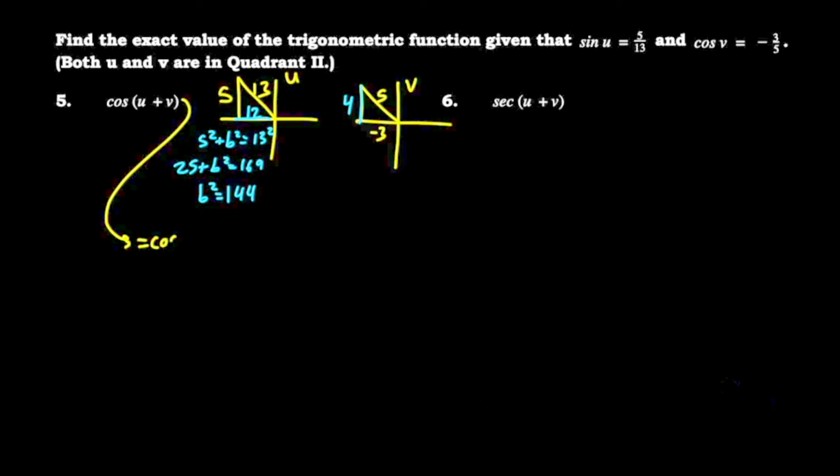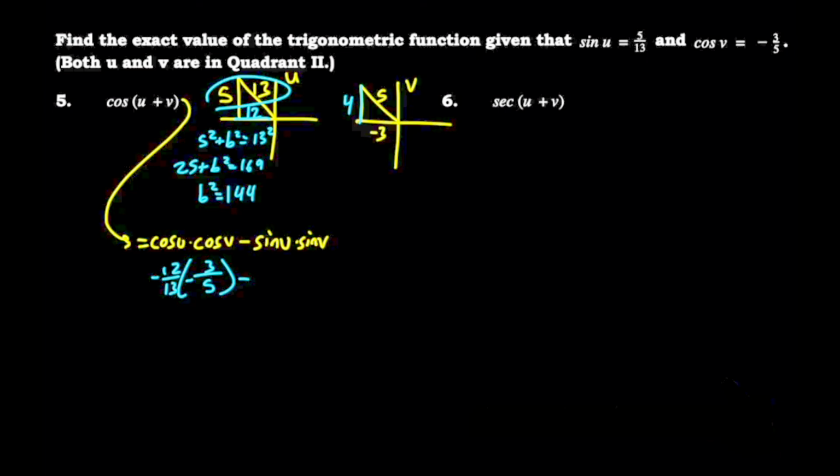So I'm going to use that identity, cosine of u plus v is the cosine of u times the cosine of v minus the sine of u times the sine of v. And then we just have to get all of those values from the triangles that we just drew. So cosine of u would be negative 12/13. Cosine of v is negative 3/5. And since there's all these negatives, I'm putting this in parentheses.